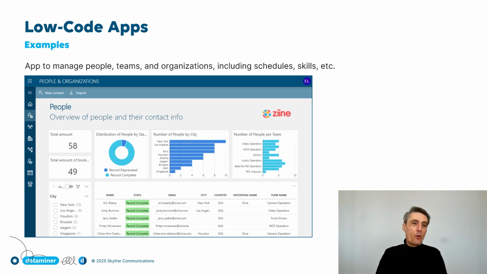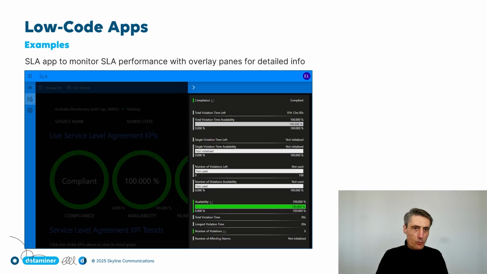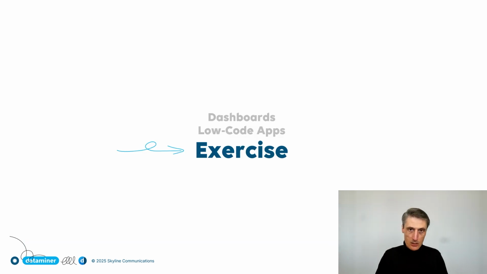So any kind of object that doesn't have a remote interface, but that you want to use in those apps, can be created. Here we have an app managing persons, teams, and organizations with their skills. For instance, when you do a booking and you need a camera operator, you can use those persons and book them, assigning them to certain jobs. An SLA app is still in the background, but I selected the details panel on the right-hand side with some more details. So, an app to manage those kinds of things.